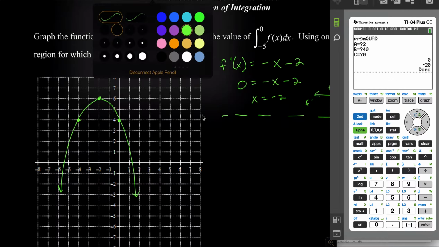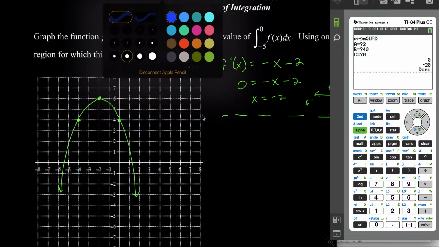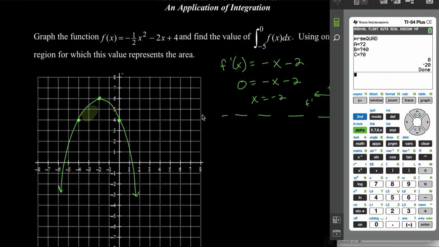And then they want us to use a color to shade underneath that, so I'll stay with this green color. When we find this integral, it's going to find the area from -5 to 0. Oh, I picked up the pencil. This looks sloppy. I'm going to do that again. So we're going from -5 to 0.